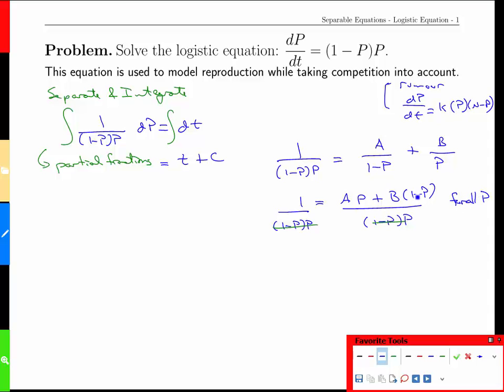If they're equal for all p, then what we can do is plug in some interesting values for p. In particular, if we make p 0, then the left-hand side is just 1. We have 0 times a, and we have b times 1, so b would be 1. We also have, as an easy case, if p was equal to plus 1, this would go to 0. And under that scenario, we would have a times 1, and so we'd have a is equal to 1 as well.